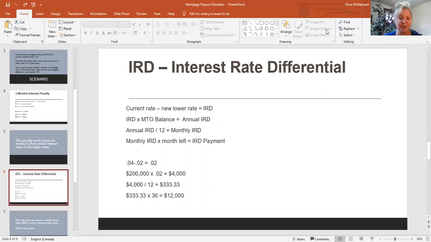Again, we love acronyms, don't we? So what we want to do is take our current rate at that 4% and minus the new percent, which is that 2%, which gives us, in this case, 2%. So that's the difference, that interest rate differential is that 2%. Okay, so again, the same scenario, we have that $200,000. Now we're going to multiply by that IRD, that 2%, and that's going to give us $4,000.